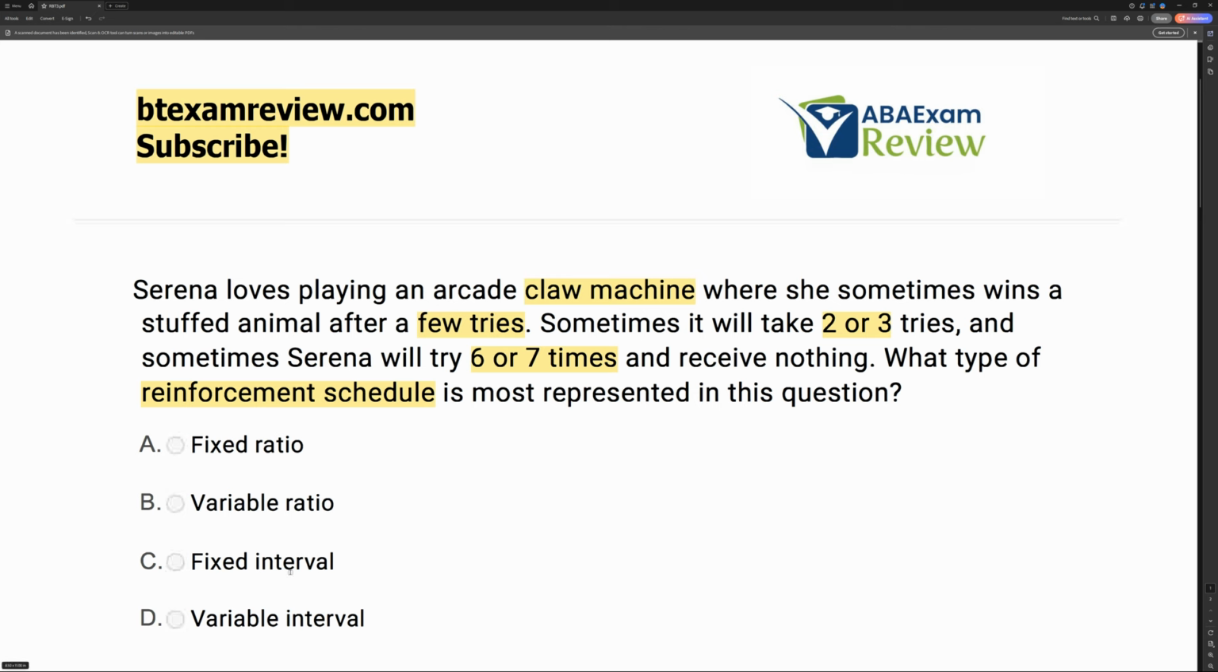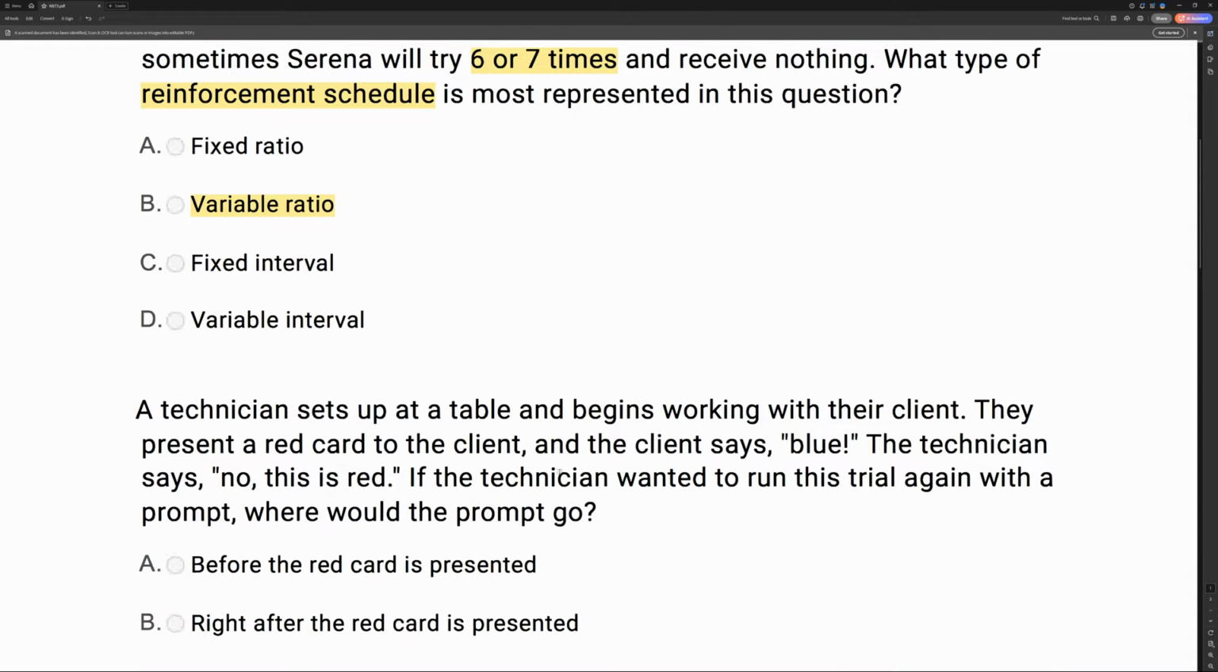If you look at C and D, fixed or variable aren't relevant here because these are interval schedules. An interval is based on an amount of time. If this said after 15 minutes of playing, Serena receives a stuffed animal or reinforcement, that would be based on time. But it doesn't matter how long Serena plays, it matters about her responses. So the type of reinforcement schedule most represented here is variable ratio.